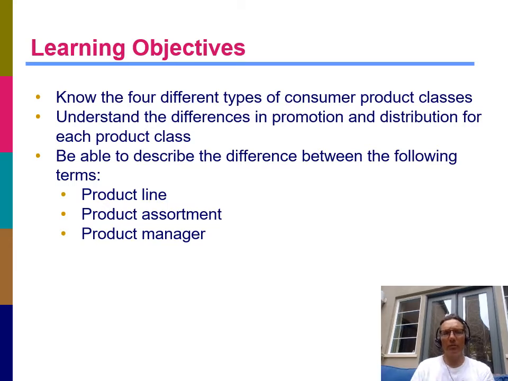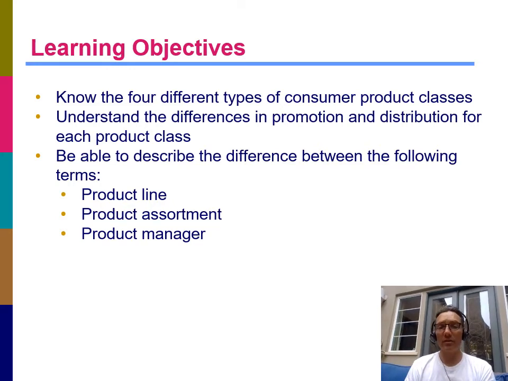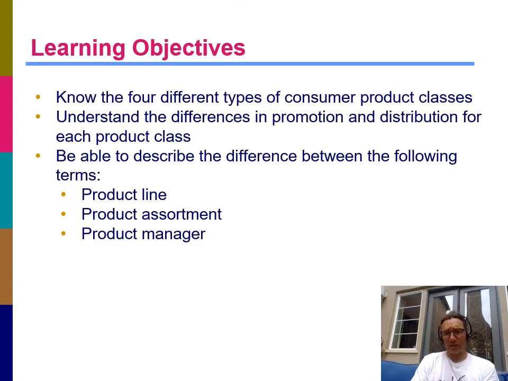So when we talk about the 4 different types of consumer product classes, we need to understand how the promotion and even the distribution varies for the different types of product classes. And that's what I'll be talking about in this lecture. The other learning objective you have for this week's lecture is to understand the difference between a product line, a product assortment, and a product manager. And we'll be getting more into product management in subsequent lectures. And since I'm a former product manager, this is something that's near and dear to my heart.